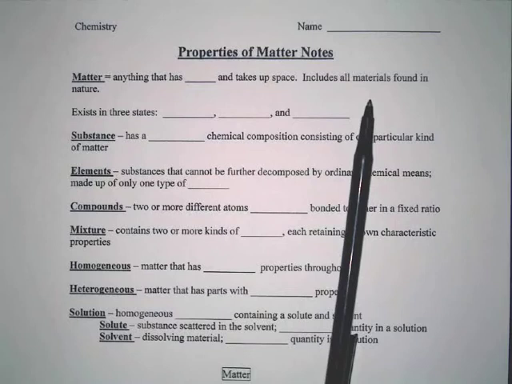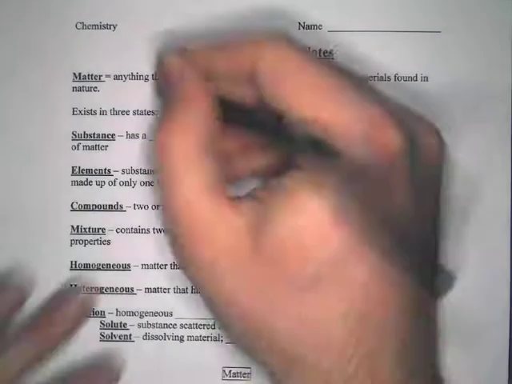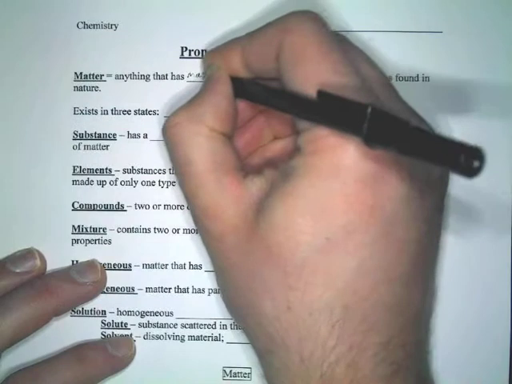Okay? Literally, it encompasses everything that you can imagine in this world, except for some really far reaches of outer space. Because everything has matter, or is matter, we'll say. So, first thing, matter. Anything that has blank and takes up space includes all materials found in nature. Does anybody have any idea what that blank might be? Mass. Okay. It is mass. So write that down.